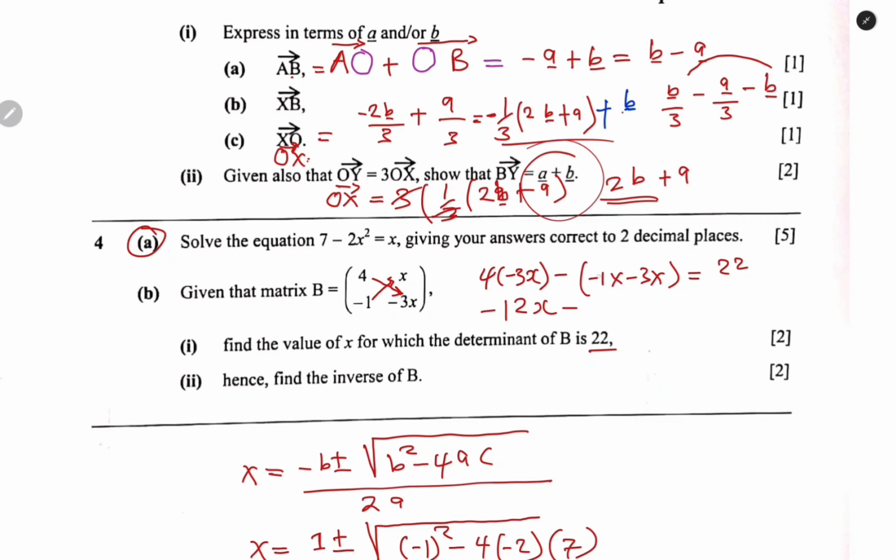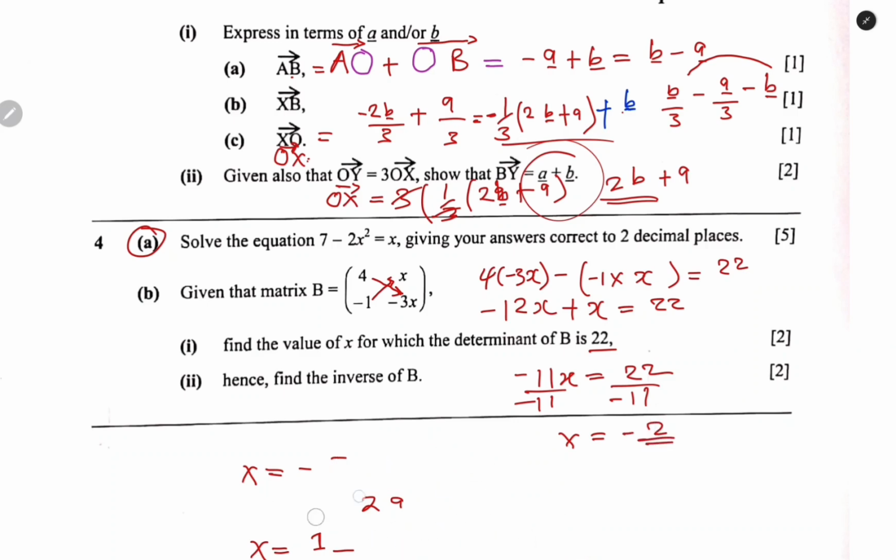Oh, this one was not supposed to be that, it's supposed to be x multiplied by x. So this one is going to be negative x, then plus, multiply negative, it's going to be positive, so plus x equal to 22. So here it is going to be negative 11x equal to 22. Divide 11, divide 11. You know that 11 can go into 22 2 times. So x is equal to negative 2.